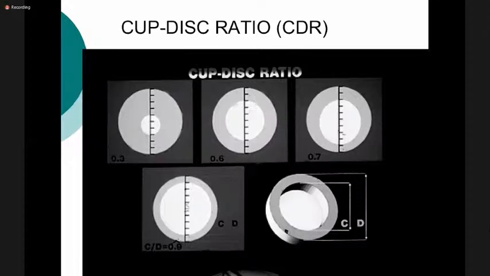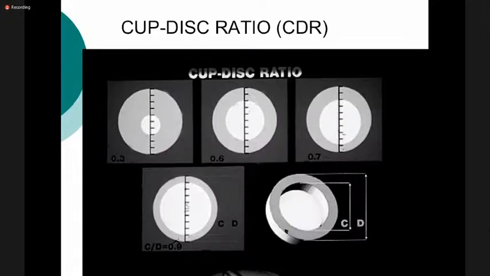So we document this as 0.3. And we call this a cup to disc ratio. As the cup increases, the neuroretinal rim gets thinner, which means the glaucoma is getting more advanced. Like in this case, the cup to disc ratio is about 0.6, 0.7, 0.9, and eventually 1 when there's no neuroretinal rim remaining. So the normal cup to disc ratio is about 0.3 to 0.6.